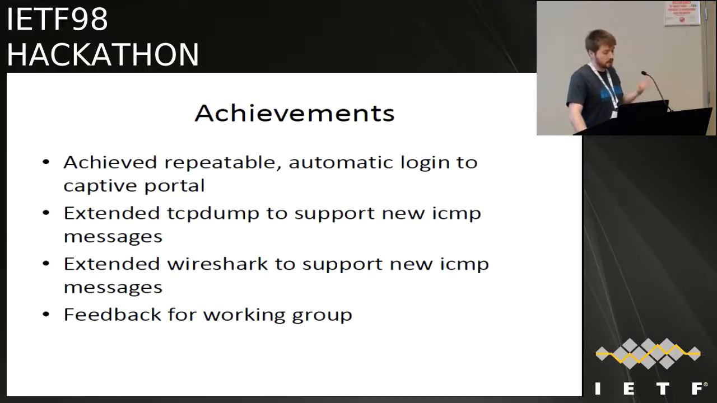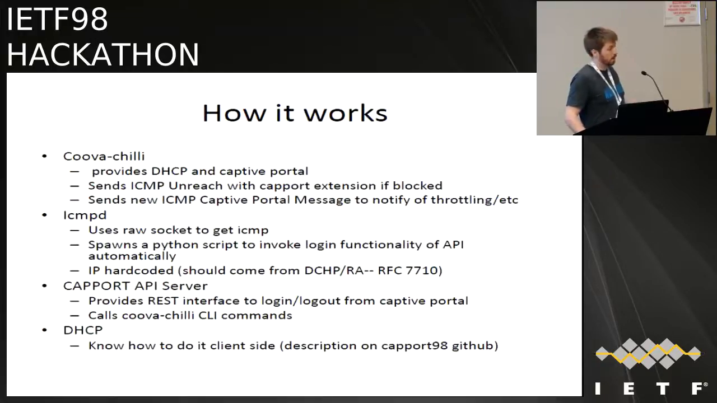During that time, we also extended tcpdump to support some of the new ICMP messages that we were using as part of the architecture, and we did the same for Wireshark. Throughout it all, we got a bunch of feedback from the working group, because a lot of stuff that was unknown needs a bit more fleshing out. We're going to give that feedback on Tuesday. So how does it work? Kuachili is the captive portal.